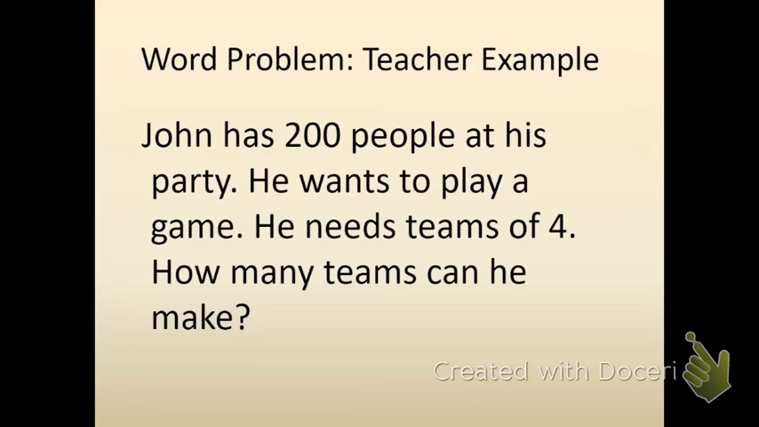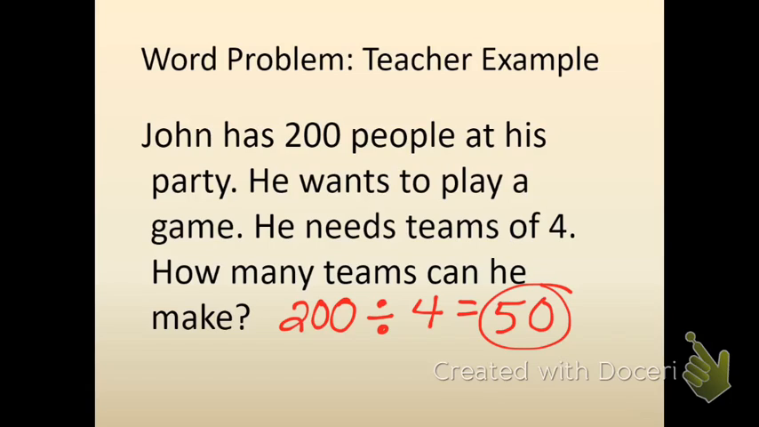So what does John have? He has 200 people. Okay, so that's the first part. Figure out what does the person have sitting in front of them. He has 200 people. So he has 200, and we're going to divide it by what does he want. What does John want? Teams of 4. So we have 200 people. We want to divide it by 4. And what answer is that? Who knows that off the top of their head? What is it? 50. Very good. So he can have 50 teams to play his game. Okay? All right. So that's the idea of what does he have and what does he want.